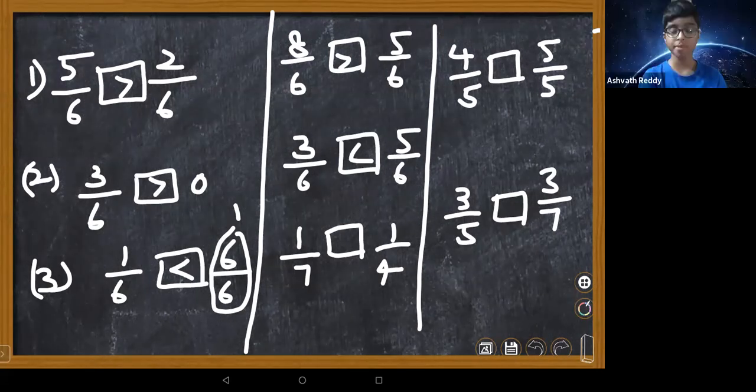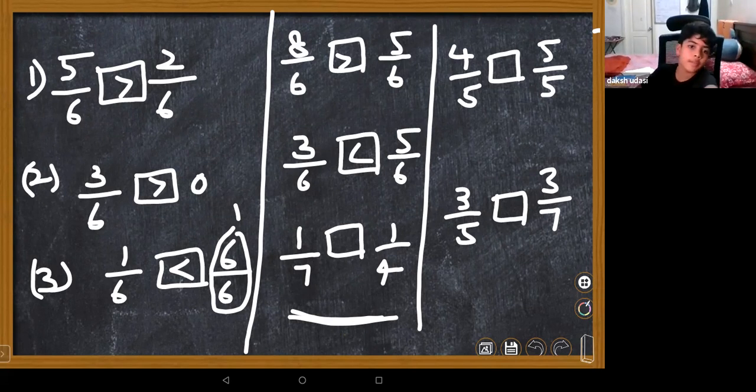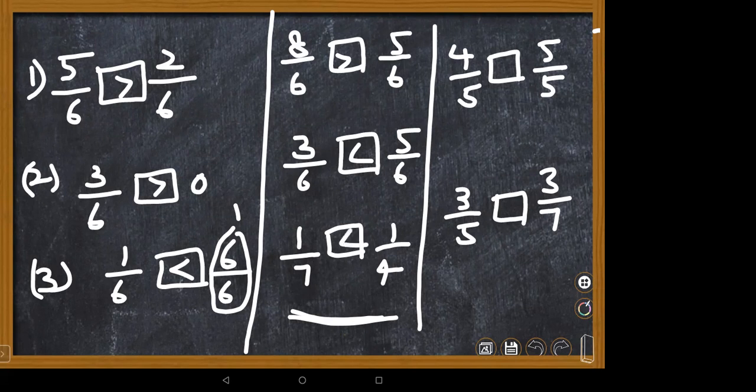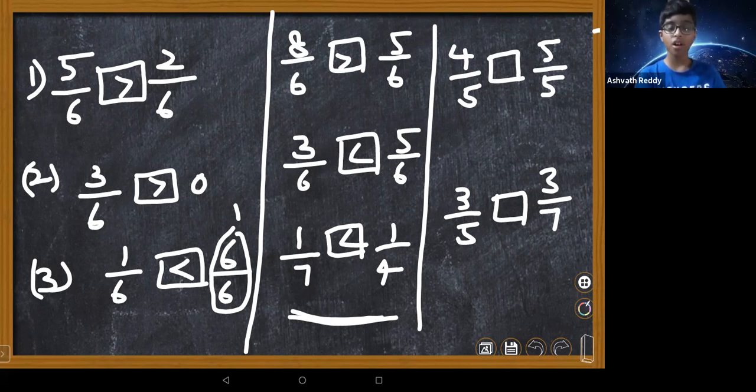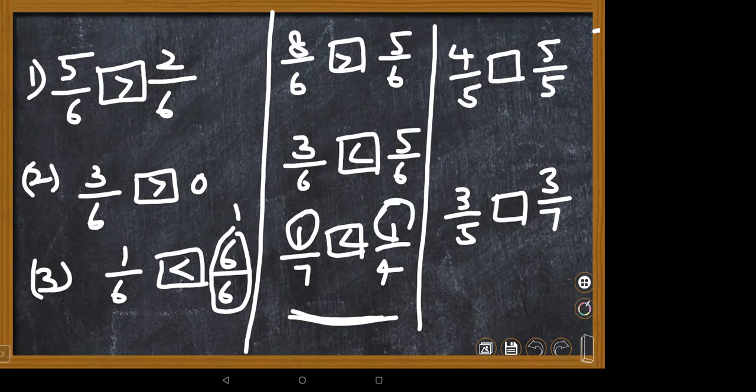Okay, ma'am. So 1 by 4 and 1 by 7. Even if we do cross multiplication, 1 by 4 is bigger. Very good. And another thing: when the denominator is 7, for example if a rectangle is divided into 7 parts, one part of it will be smaller than a rectangle divided into 4 parts. Wonderful explanation. Good job.